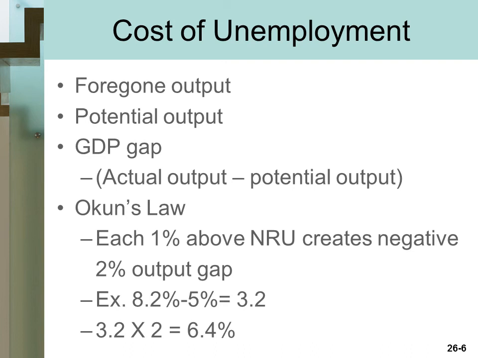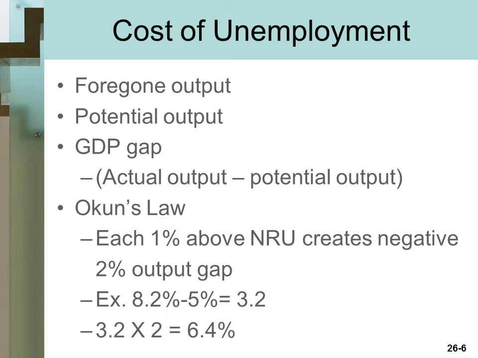That's the reported unemployment rate today. So 8.2% unemployment. Assuming a full employment number of 5%, 8.2 minus 5 is 3.2. So Okun says if you take that 3.2 and multiply it by 2, that tells you how much of a gap there is between our actual output, our actual GDP, versus our potential GDP. So the cost of foregone output, according to Okun today, is roughly 6.4%. In other words, GDP should be 6.4% higher than it is.